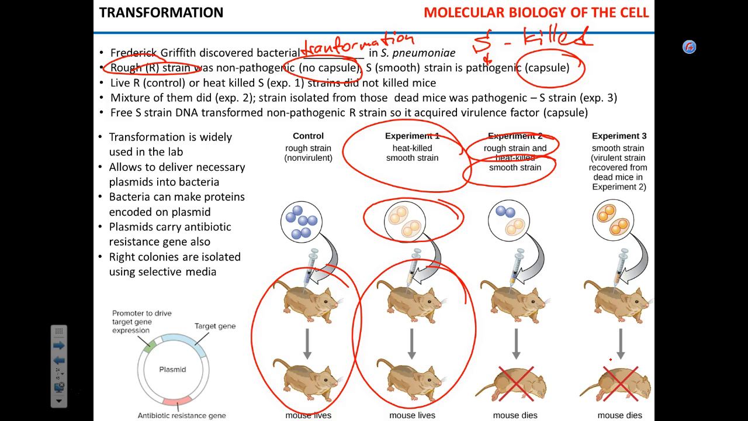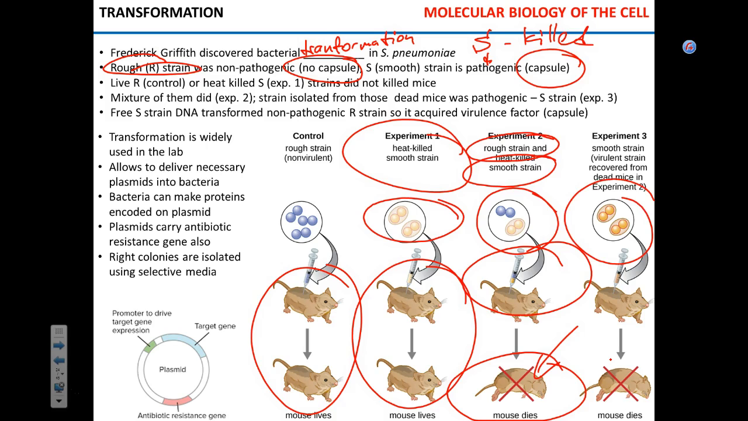Well, it turns out when you mix them together and introduce the mixture into the mice, animals started to die. So what he did next, he opened up these mice and isolated microbes that were replicating in these animals. Okay? Looked at them under the microscope, and they looked just like pathogenic ones. Okay, they had capsule. And these encapsulated, recovered strains were also able to kill mice. So he kind of followed the so-called Koch's postulates.